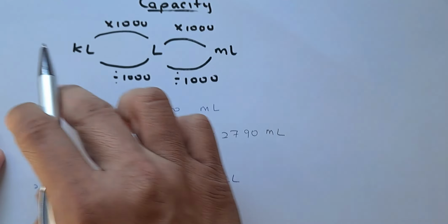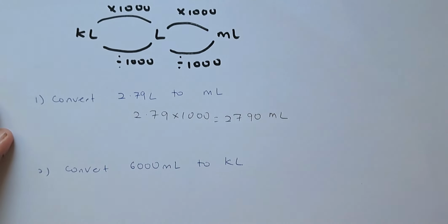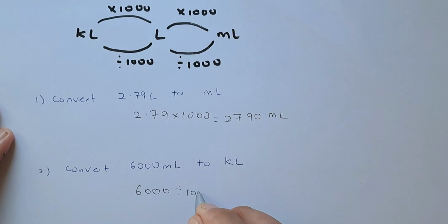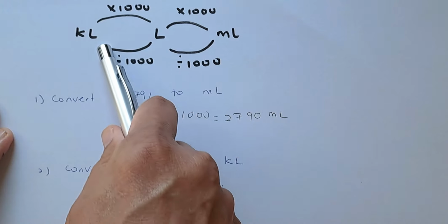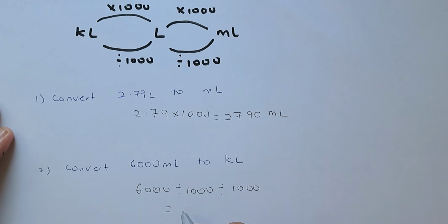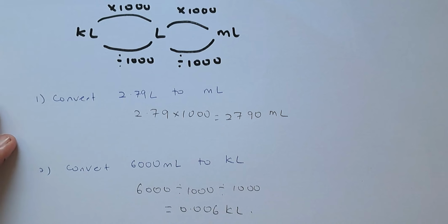you have to divide twice by 1,000 each time. So what you do is take 6,000. You divide by 1,000, and then you divide by another 1,000, and you get the answer of 0.006 kiloliters. So that is how you convert the metric system in length, mass, and capacity.